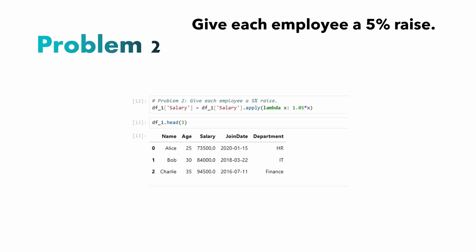In problem 2, let's say we want the employees to be happy, so we are giving each employee a 5% raise. In cell 12, we use the apply method on the salary column and use a lambda function to update the current salary by 5%. As you can see, we are not saving these in a new column, but updating the values in the existing column. In cell 13, we again use the head method to display the top 3 rows and the happy employees with higher salaries.